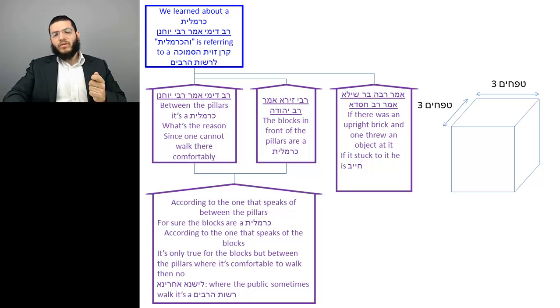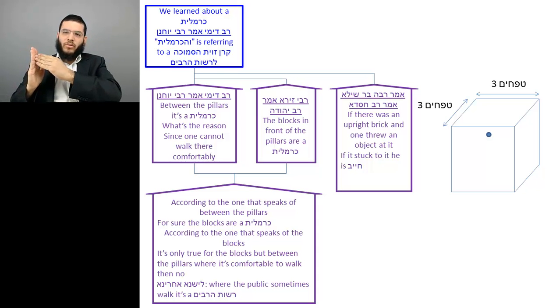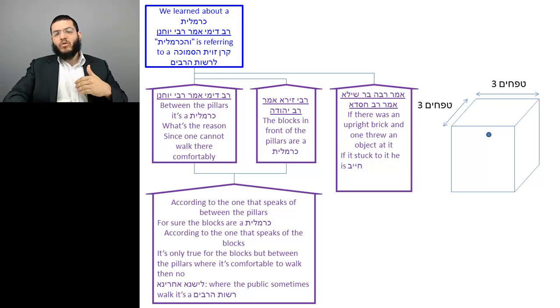If it's stuck to it, when you say it was stuck to it, it means stuck to the face. Then he is chayiv, like we have the picture there. So he threw it at the brick and it stuck to the face of the brick. It was sticky. It was like a fig, a fatty fig, and it stuck to the face of the brick. He's chayiv, and the reason is because we view it as if it rested on the ground beneath it. And the ground beneath it is a rishus harabim. Like we said, the brick is in rishus harabim. So if it stuck to it, he is chayiv.